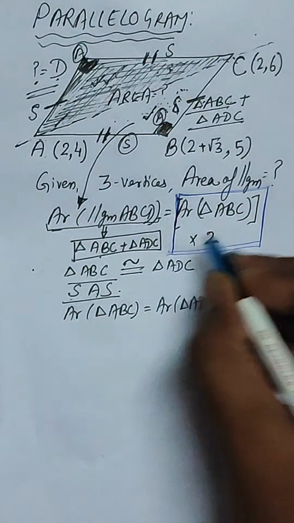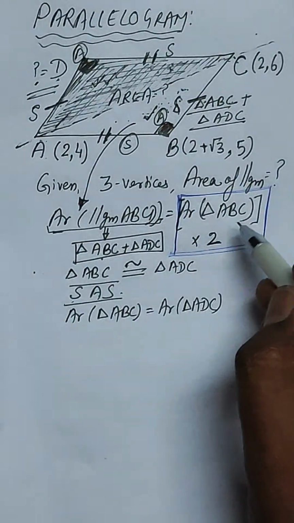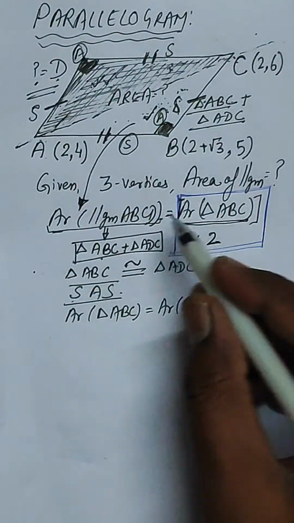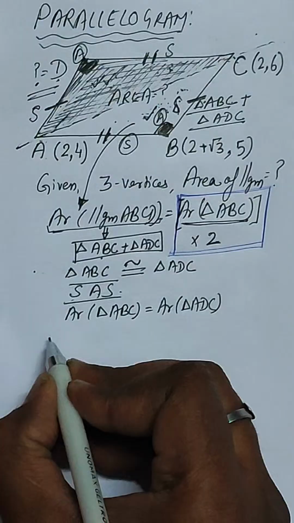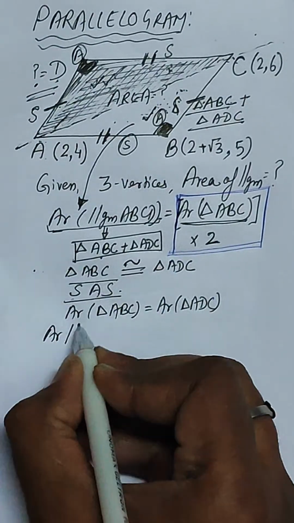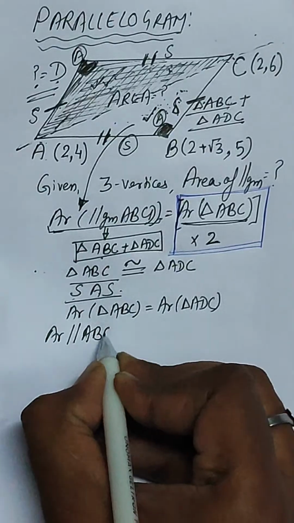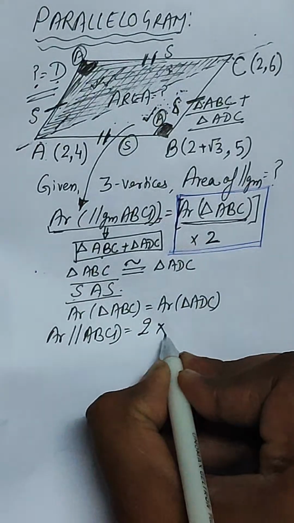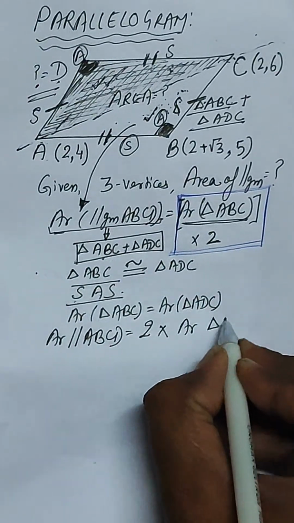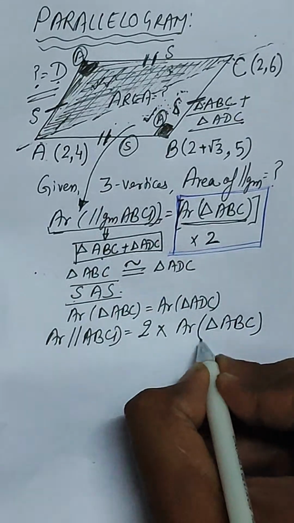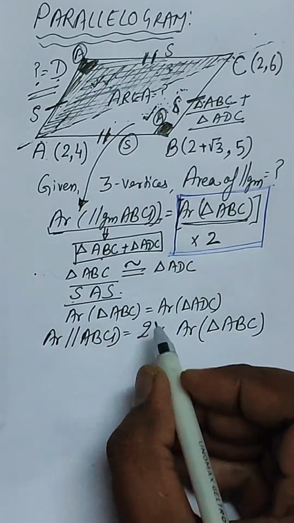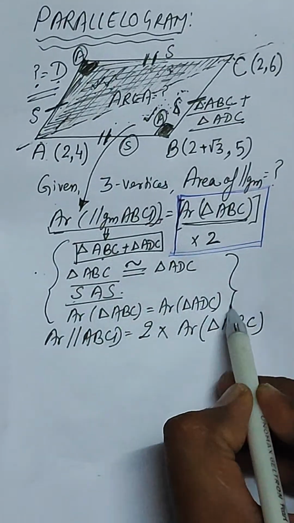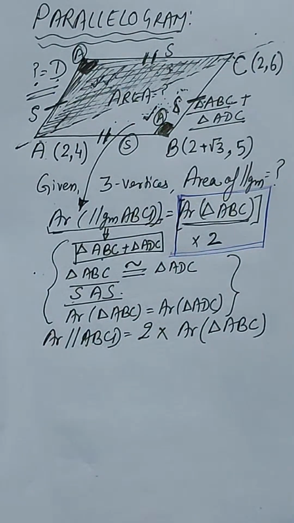Now to find the area of the parallelogram, what do we need to find? If we calculate the area of triangle ABC, then we can find the area of parallelogram ABCD. Area of parallelogram ABCD is equal to 2 times the area of triangle ABC. Why? We proved it. This needs to be taken care of, how we come to this conclusion.